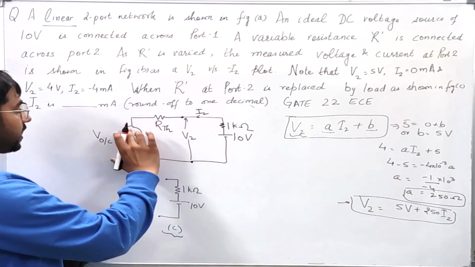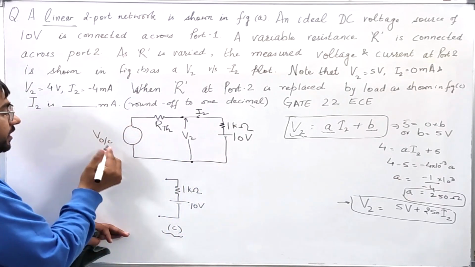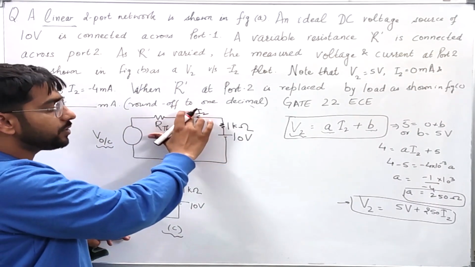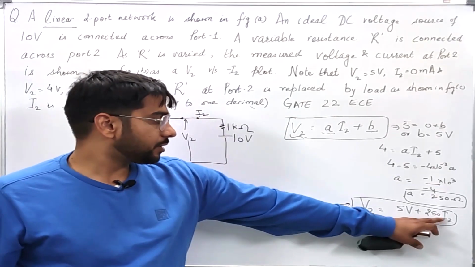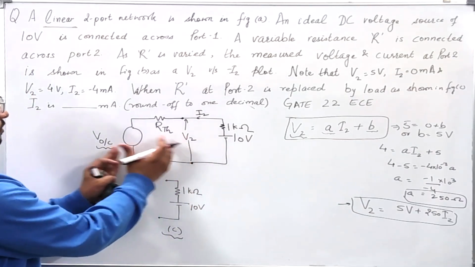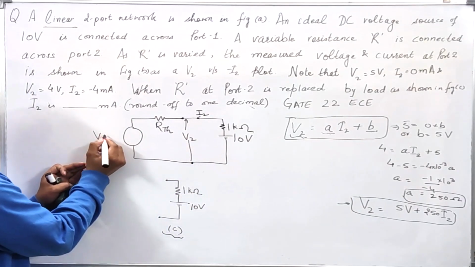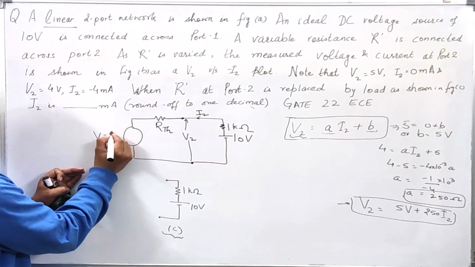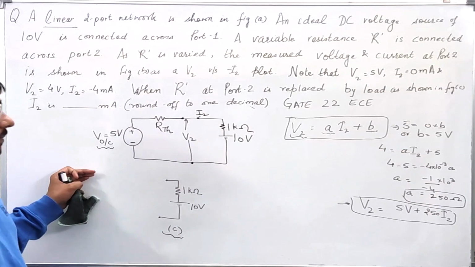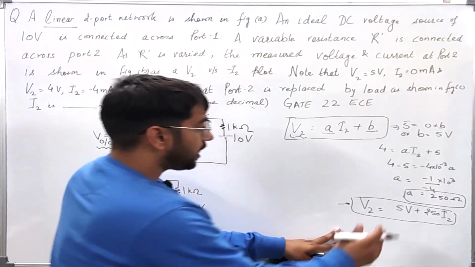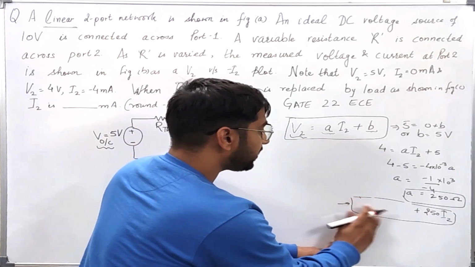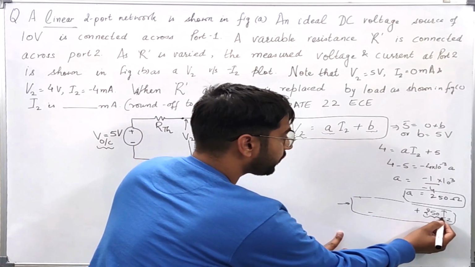Okay. Now if I compare this equation and this network, I can write this VOC, that is the voltage when I open the circuit, that is the current I2 is equal to 0. So when I2 is equal to 0, the voltage V2 will be equal to 5 volts. So this V2 will be equal to the same voltage source. So now I can see that the value of this voltage source will be 5 volts. Okay. Now this thing I have got.